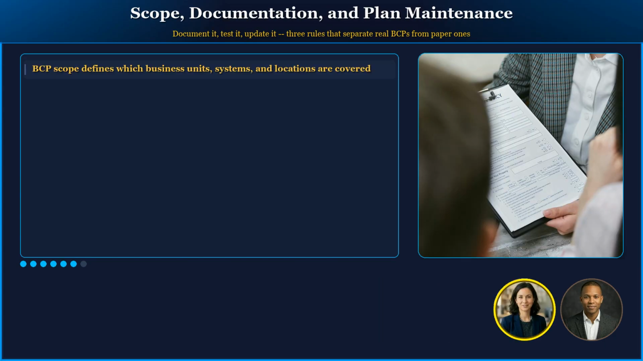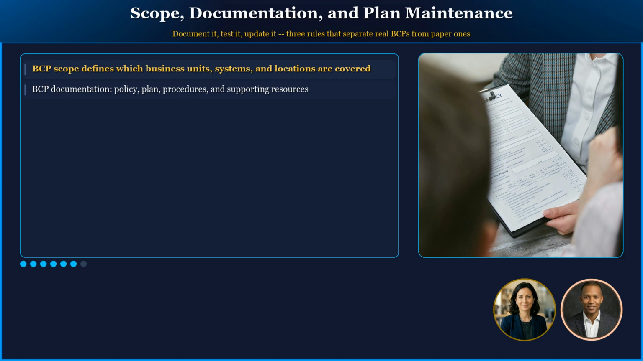A business continuity plan that is not scoped is not a plan, it is a wish list. The scope declaration defines exactly which business units, systems, geographic locations, and processes fall inside the plan. Anything out of scope is explicitly unprotected, and that decision must be documented and accepted by leadership.